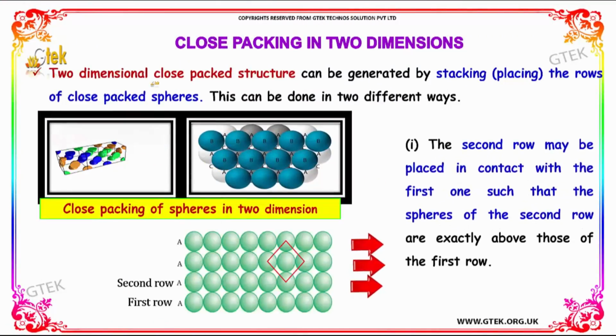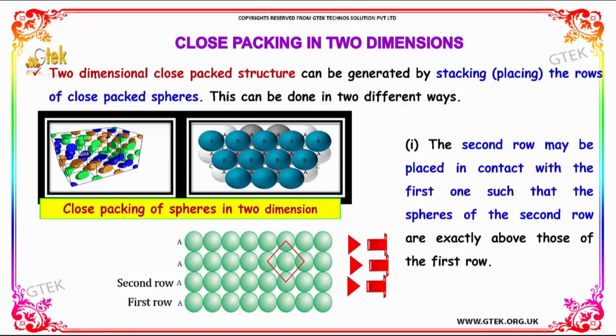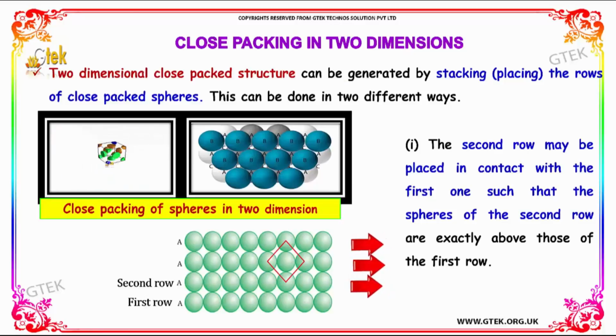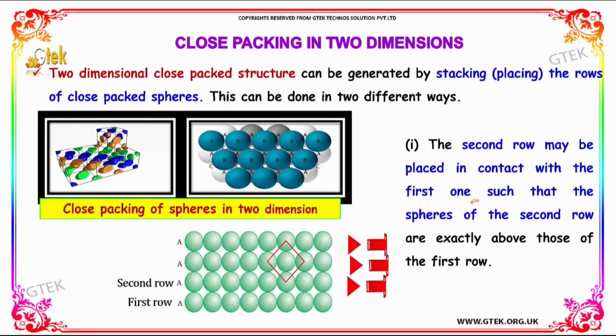Here is the two-dimensional close-packed structure. It can be generated by stacking, placing the rows of close-packed spheres. This can be done in two ways. The second row may be placed in contact with the first one such that the spheres of the second row are exactly above those of the first row.